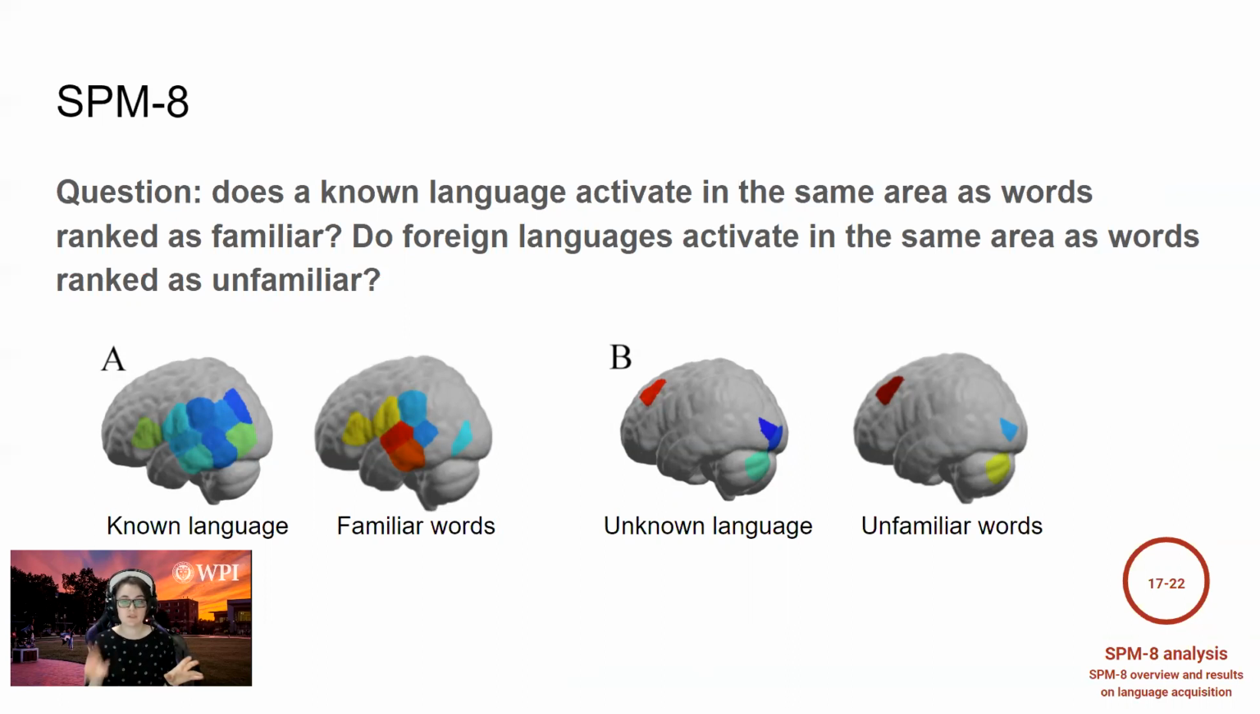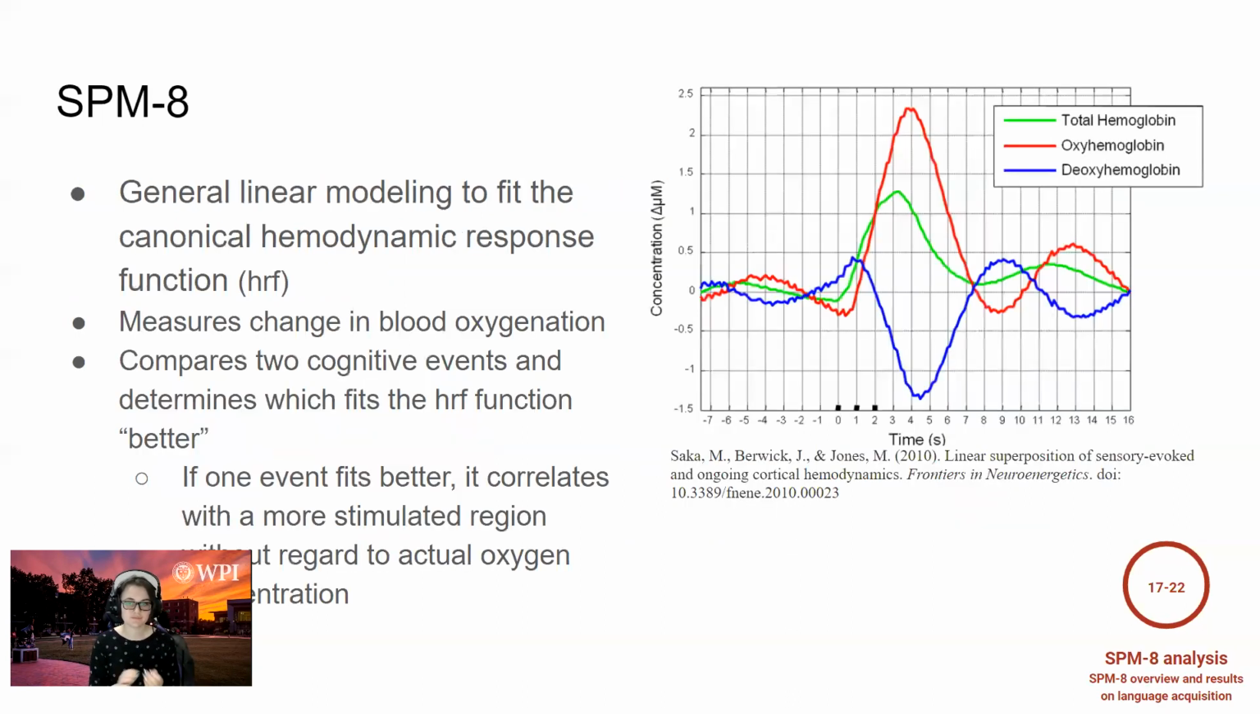If we have a known language and familiar words, they both primarily activate in Wernicke's region, though they do go slightly in different directions on how much they activate there. And then for B, we do have the same pattern for unknown languages and unfamiliar words, mostly in prefrontal cortex, which is the region in the top left portion, and then the visual cortex, which is the region in the back of the brain. So now that we can prove SPM8 works, what really is SPM8?